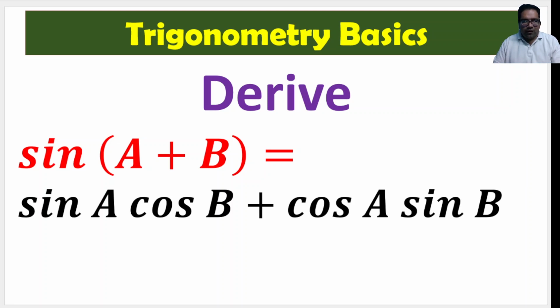Hi friends, we all know this very important result in trigonometry, which is sin(A+B) = sin A cos B + cos A sin B. But how do we get this? How did people get this idea, and how did they invent or derive this?